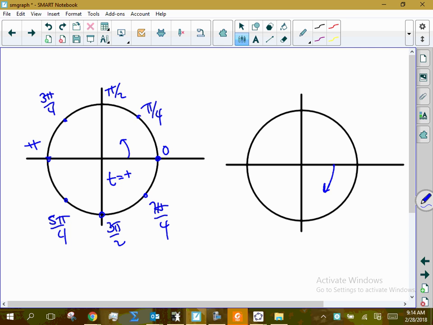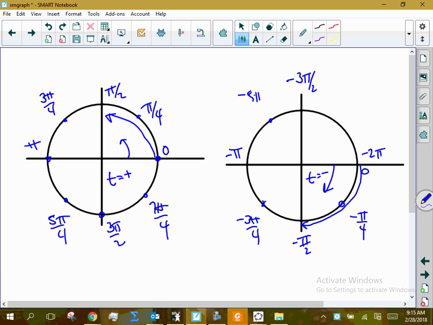If t was a negative number, if t was going this way, how far would that be? Is that the same as that distance there? Yes, but it's in the opposite direction. So when I label this as negative pi over 2, this would be negative pi, negative 3 pi over 2, and now negative 2 pi. Does that make sense to everybody? Then this point here would be negative pi over 4, negative 3 pi over 4, negative 5 pi over 4, negative 7 pi over 4.